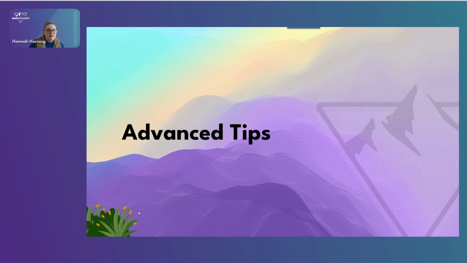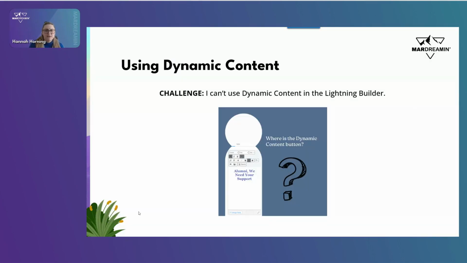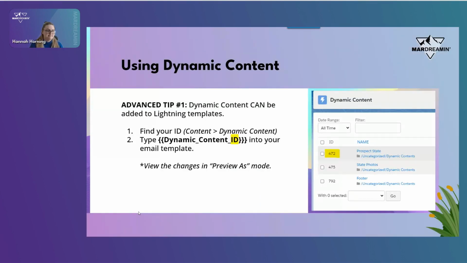All right, so we're going to talk about advanced tips. And Theron, if you want to take it off with the dynamic content. I kind of teased about the dynamic content. There's not a button for it, but you can do this with the mail merge. And all you need to do is go to your dynamic content tab and grab your ID. In this case, I'm using 472. And I'm going to replace that in the ID that's highlighted. And on the next slide, you'll see what I did here.